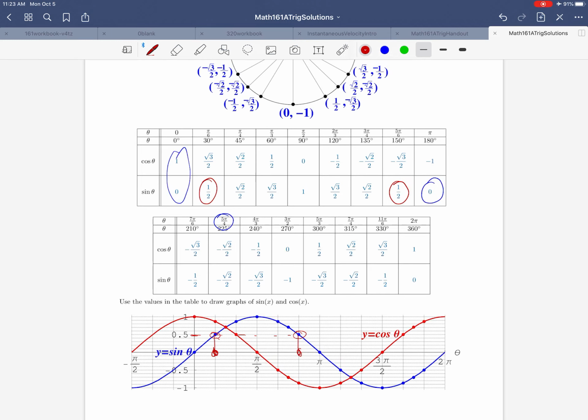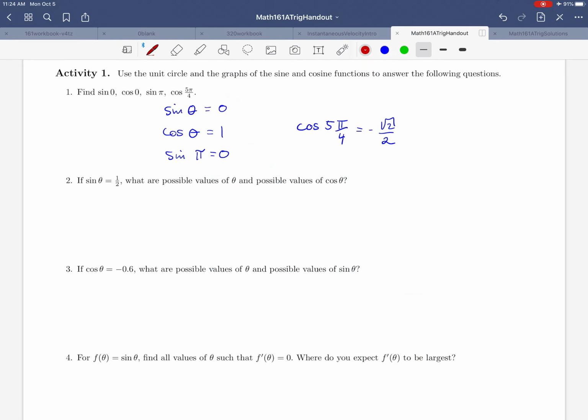Once here and again over here. And those values of theta correspond to the angles up here in the table. So we see that possible values for theta are pi over 6 and 5 pi over 6. And then we see what the corresponding cosine values are. They are root 3 over 2 and minus root 3 over 2. So we can go back and fill in what we have.